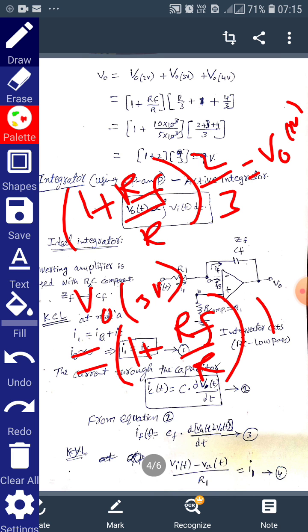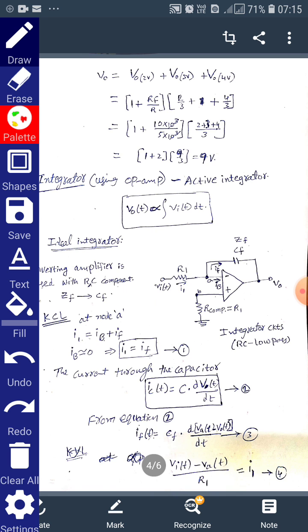So for all three individual V naught voltages with respect to 2 volts, 3 volts and 4 volts, we have 1 plus Rf by R into 2 by 3, 1 plus Rf by R into 1, and with respect to 4 volts, 1 plus Rf by R into 4 by 3 volts. So we take 1 plus Rf by R common into (2 by 3 plus 1 plus 4 by 3). If we take the LCM here, and Rf and R values are given already, Rf is 10 kilo ohms and R is 5 kilo ohms. We substitute and simplify. Finally we get the V naught voltage equal to 9 volts.